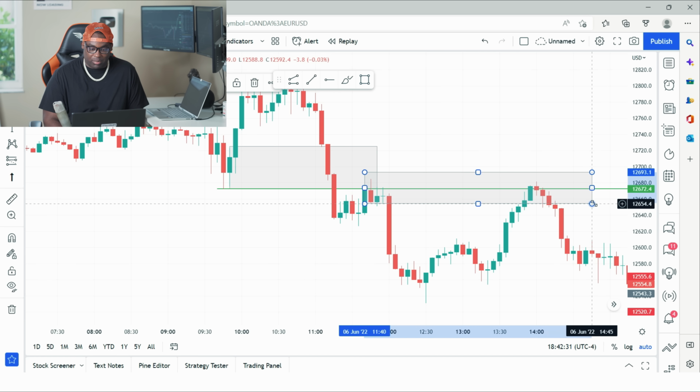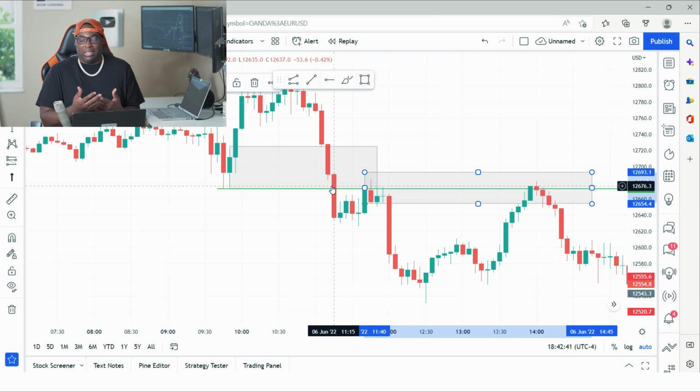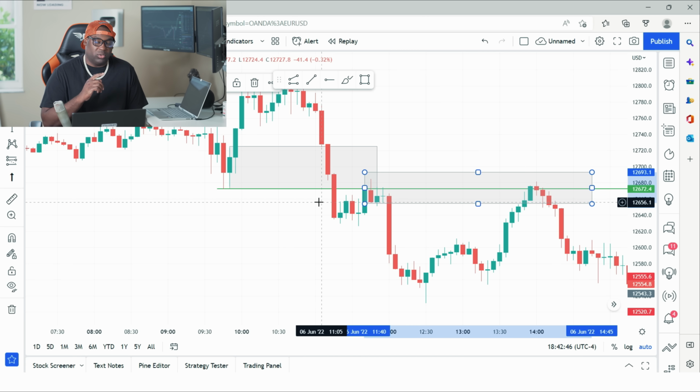So now, since we have that supply zone, we can wait for the next available supply zone and take that trade to the downside, because now you can tell the market is weak. It's not respecting that demand zone, so most likely they want to go down. All right, so let me show you guys another example.